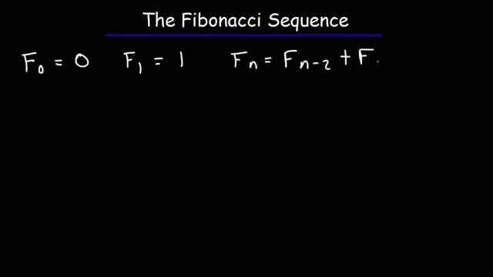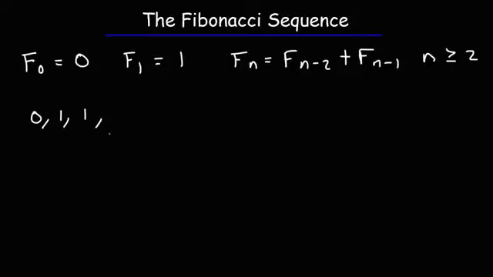So Fn is going to be the sum of F sub n minus 2 and F sub n minus 1, where n is equal to or greater than 2. So the first two numbers in the Fibonacci sequence are 0 and 1. To get the next number, you need to add these two numbers up. 0 plus 1 is 1.